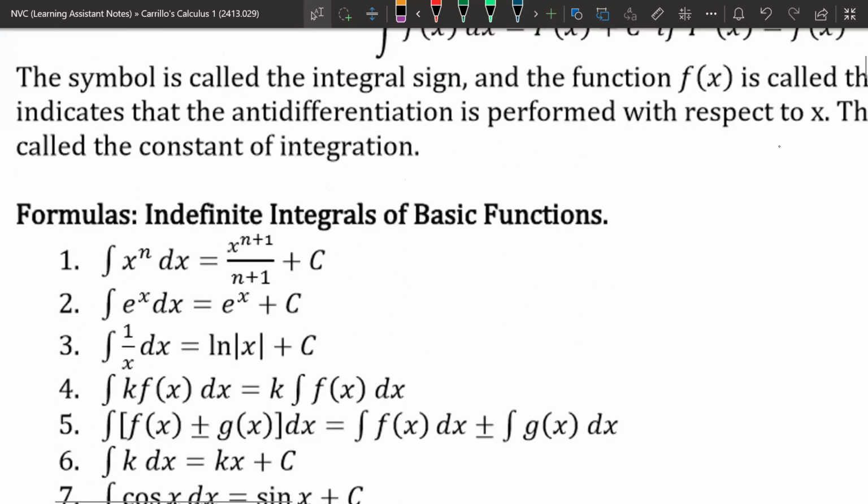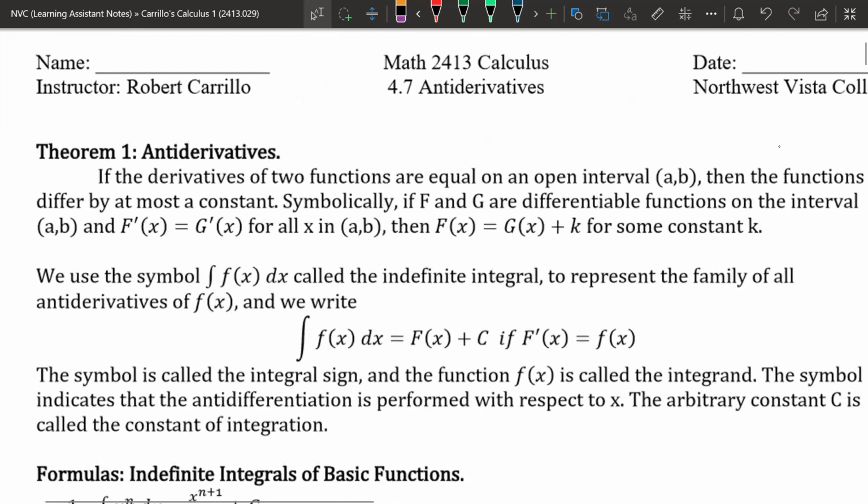So next class, we will be using something called the evaluation theorem, which is the first part of the fundamental theorem of calculus. So we will be evaluating integrals on an interval to find the area of a function. Okay, but that is 4.7. So we are done.